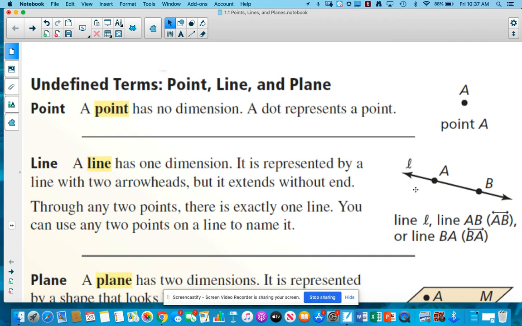So there are a couple ways you could name this line. You could say line L, line AB, or if you represent with symbols, you have line AB with the arrows on both sides because it extends indefinitely in both directions.